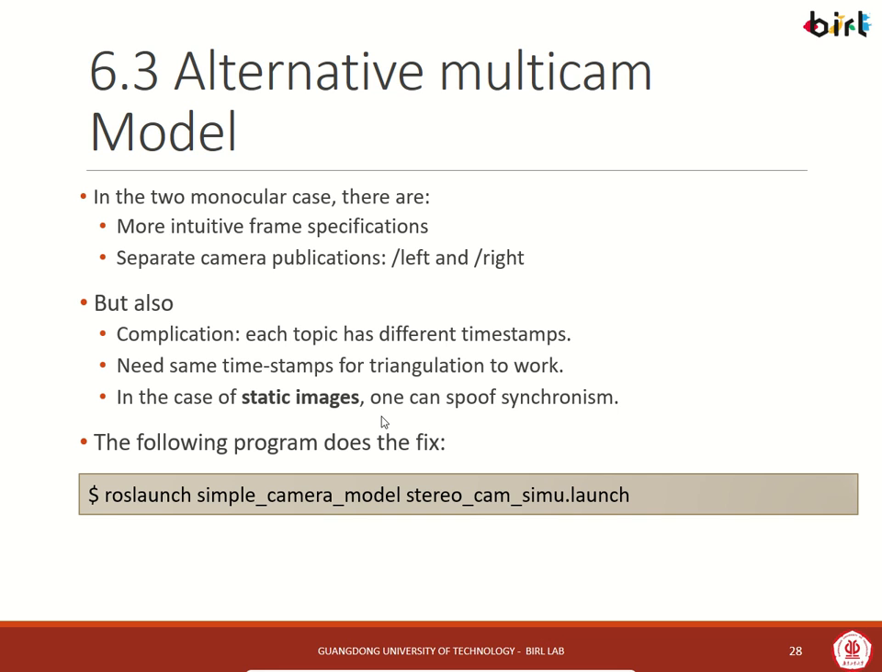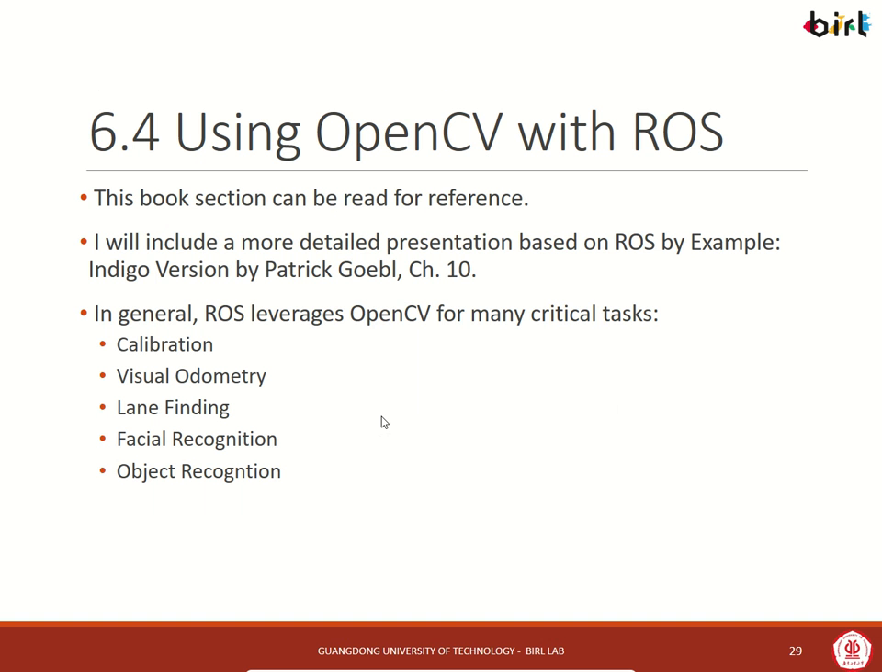So basically, you still have to work with the multi-camera plugin, but have to fix some intermediate frame creation to help you find the right way to create the frames later. Okay, now the last part is how do we use OpenCV in ROS?